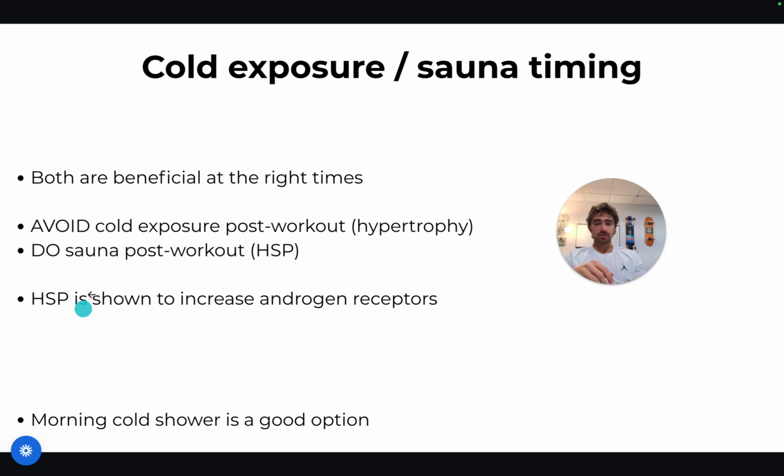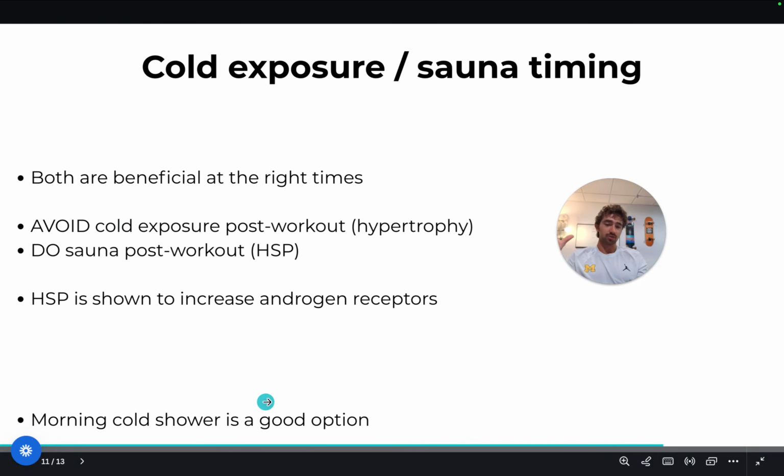I don't do this every single day, but maybe once or twice a week I'll do a sauna. Doesn't have to be specifically post-workout, but it is beneficial to do that. Sometimes I'll just do it on a rest day. But then avoiding cold exposure post-workout is going to be a big one. I usually do a morning cold shower, so that's a really good option for yourself. You can do that before your workout or a few hours after, but I wouldn't do it directly after your workout just because it does hinder the mTOR signaling.